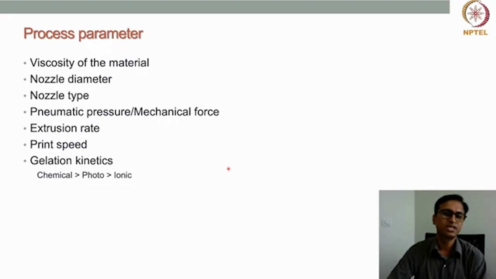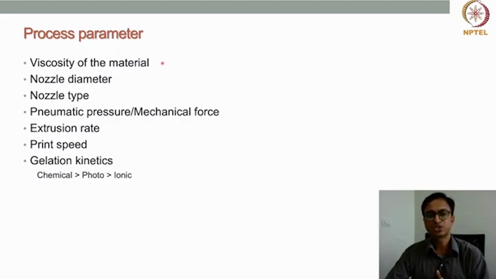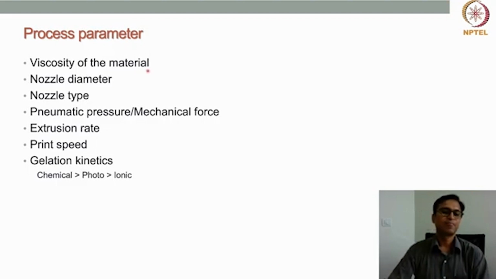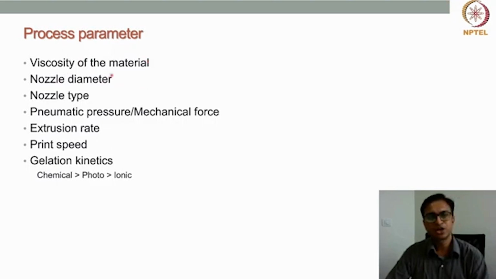So viscosity of the material is a very important parameter, and we need to modulate the viscosity so that the extrusion of the material, or in a way bioprinting of the structure, can be controlled. Right? The next parameter is the nozzle diameter. Now nozzle diameter is very important, because this nozzle diameter basically dictates the resolution of printing.